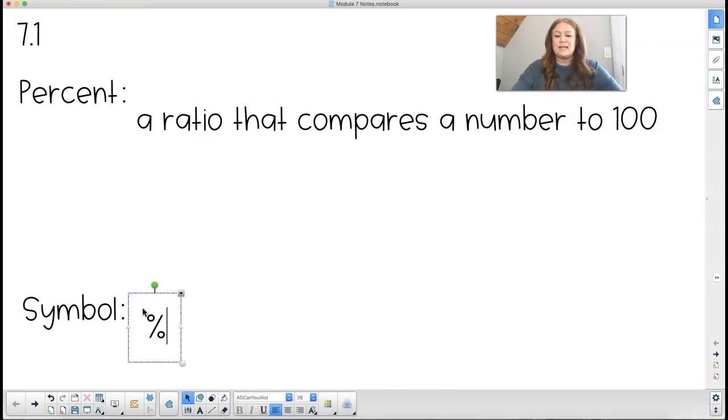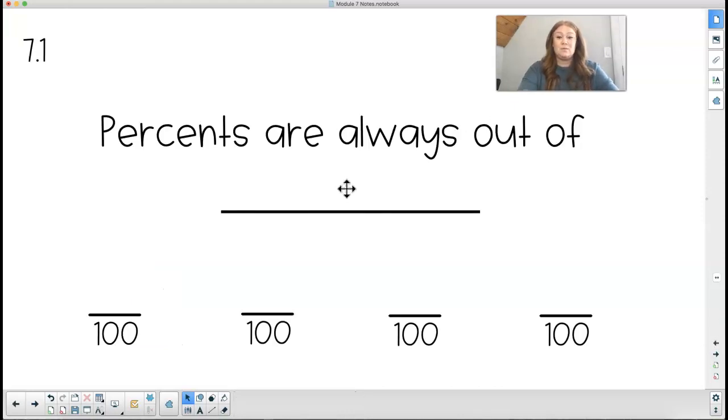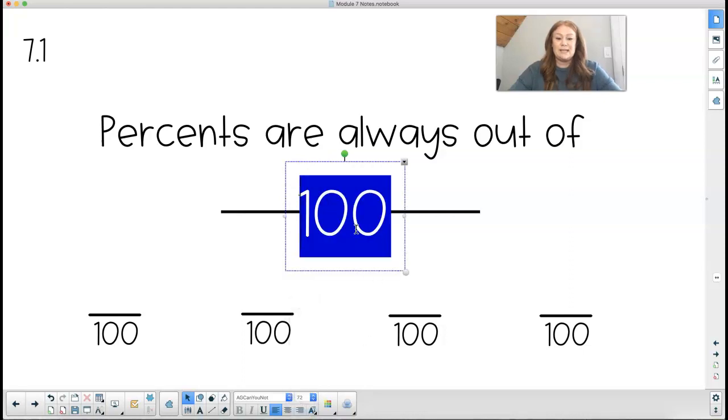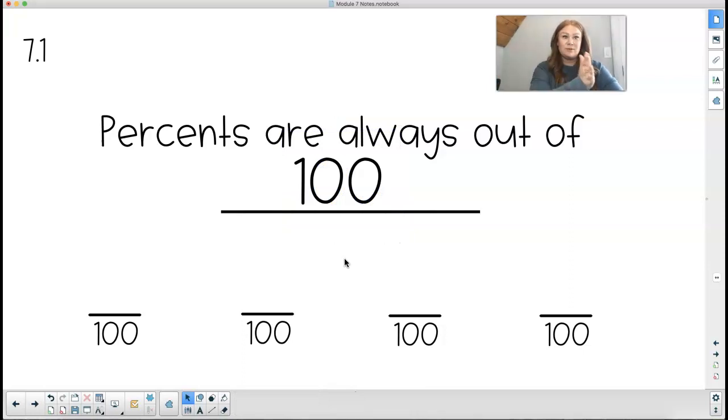Our symbol for a percent actually looks like this. You can almost see here's your slash sideways 1, here's your 2 zeros, here's your 100, to help connect that a percent is always out of 100. So I want us to write that down. Percents are always out of 100. That is a very important number when we are talking about percentages. Always, always, always going to take that ratio and apply it to the number 100.